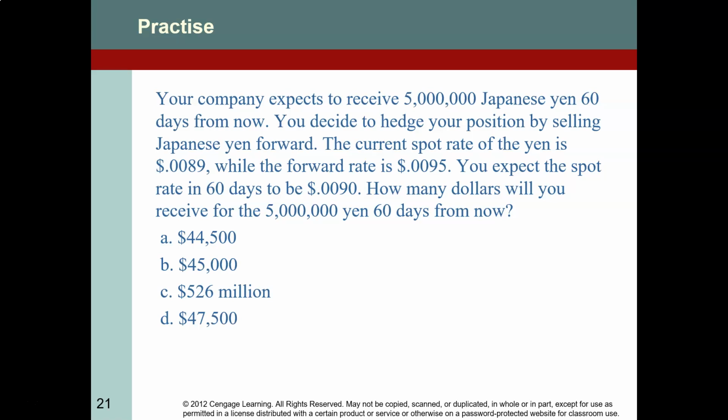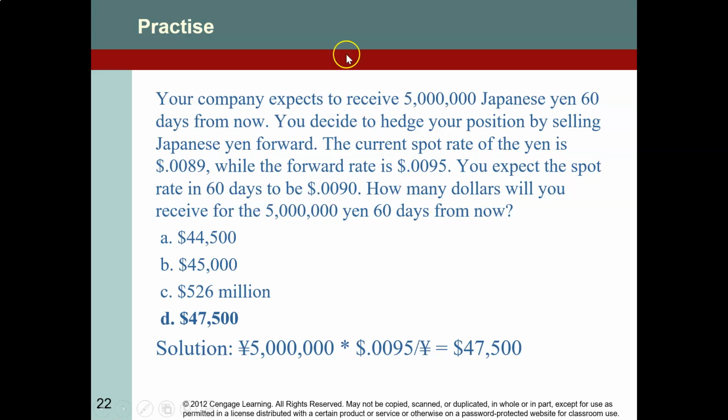Okay, so if you're ready, let's look at the answer, which is D. This is similar to our last practice. Because you already decided to hedge your position by selling Japanese yen forward, you have to carry out the forward. Once you receive 5 million, you have to sell this 5 million to the bank at the forward rate 0.0095.